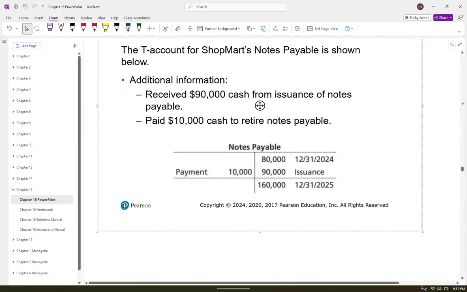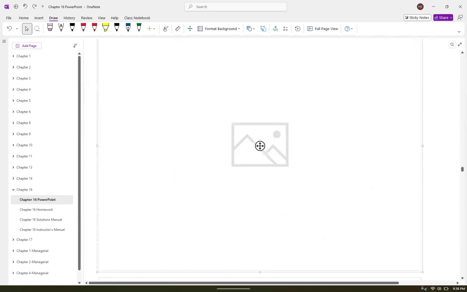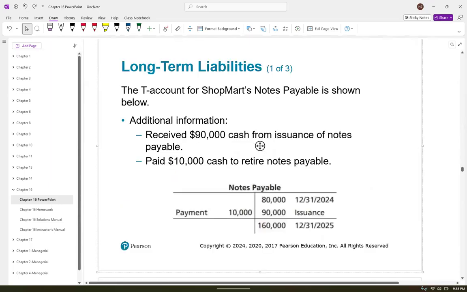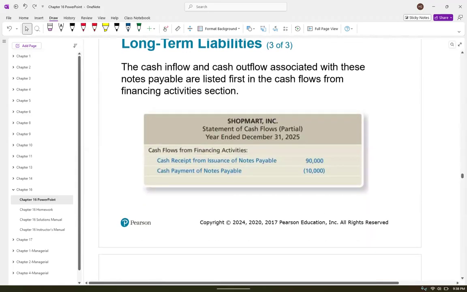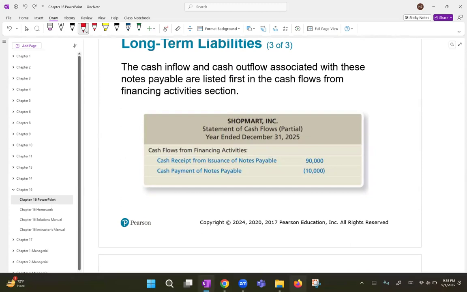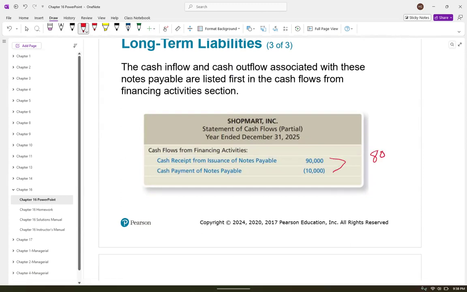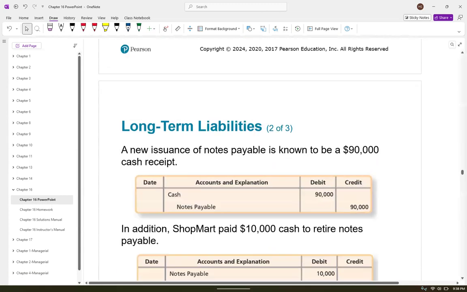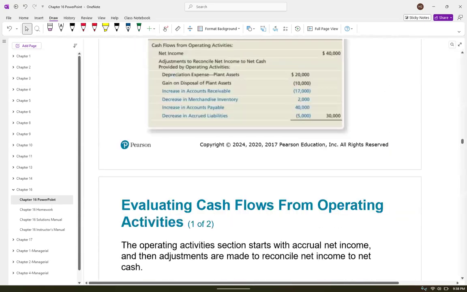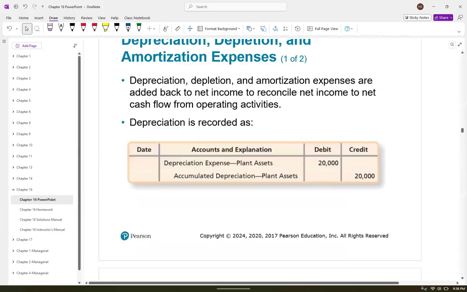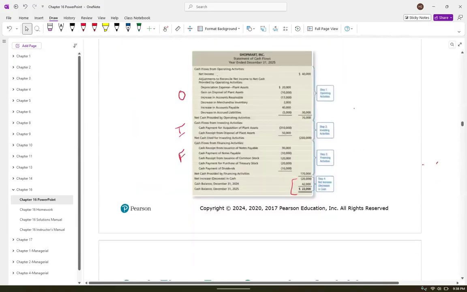I don't know if they're going to do that in one entry or two. Either way, it will still equal the 80,000. Okay. Let's see how they did it. Yeah, they separated it. So cash receipt of issuance of notes payable and then the cash payment of notes payable. Those two together equal the 80,000. Okay. The comparative balance sheet isn't down there in those slides. That's why I keep coming back up here to the comparative balance sheet.